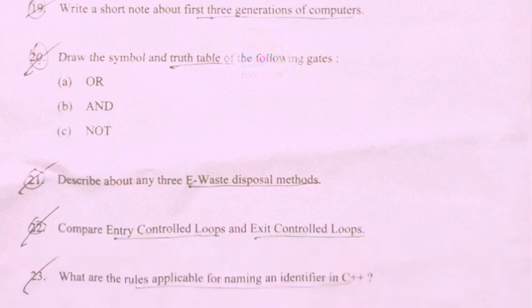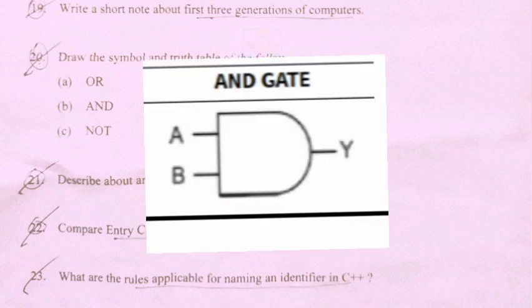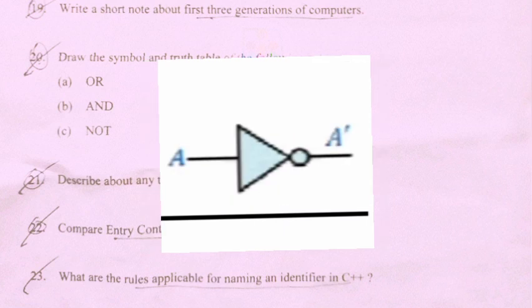20. Draw the symbol and truth table of the following gates. A, OR. B, AND. C, NOT.